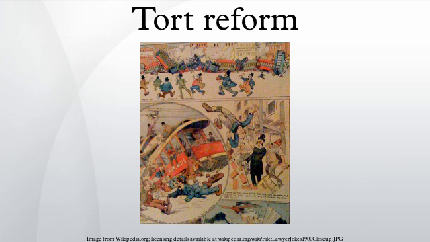For example, Rule 11 of the Federal Rules of Civil Procedure provides in part: by presenting to the court a pleading, written motion, or other paper, whether by signing, filing, submitting, or later advocating it, an attorney or unrepresented party certifies that to the best of the person's knowledge, information, and belief, formed after an inquiry reasonable under the circumstances, the claims, defenses, and other legal contentions are warranted by existing law or by a non-frivolous argument for extending, modifying, or reversing existing law or for establishing new law, and the factual contentions have evidentiary support or, if specifically so identified, will likely have evidentiary support after a reasonable opportunity for further investigation or discovery.